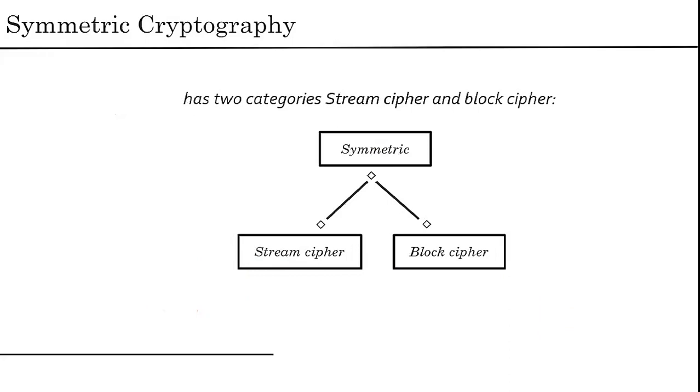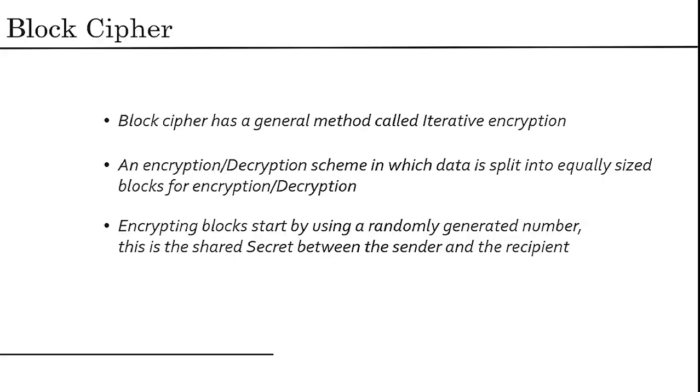Symmetric cryptography has two categories: stream cipher and block cipher. Block cipher has a general method called iterative encryption. It is an encryption scheme in which data is split into equally sized blocks for encryption or decryption. Encrypting a block starts by using a randomly generated number, and that is the shared secret between the sender and the recipient.